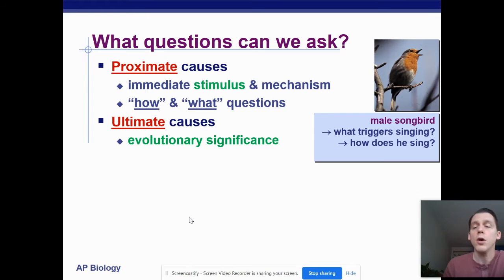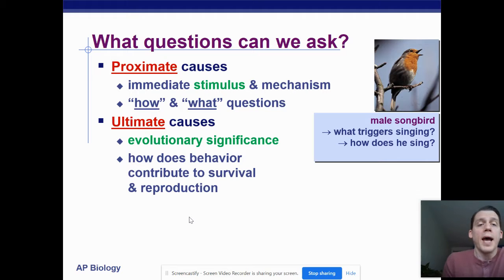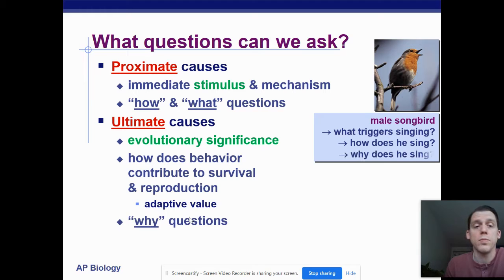Ultimate causes are a little bit broader. They address the evolutionary significance of what's happening. How does the behavior contribute to survival and reproduction? What's the adaptive value? We've got why questions. So why is the songbird singing? That is a deeper question. It's going to require the individual studying it to step back and look at the bigger picture of what's happening here. So what's triggering the singing? How is the bird singing? That is dealing with now. Why does he sing deals with how singing adds to the population's reproductive success.